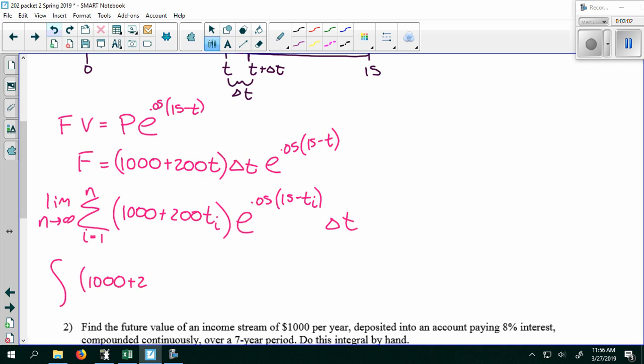1,000 plus 200 t e to the 0.05 times 15 minus t dt. And my bounds of integration are going to be 0 to 15 years. And this comes out to approximately, I just put it in a calculator, future value $51,700.